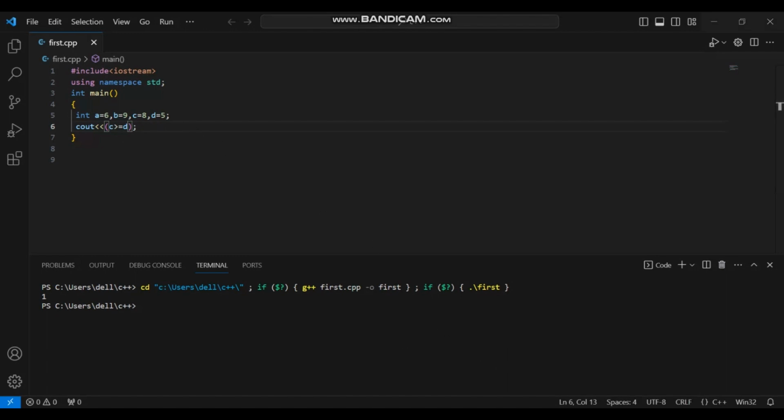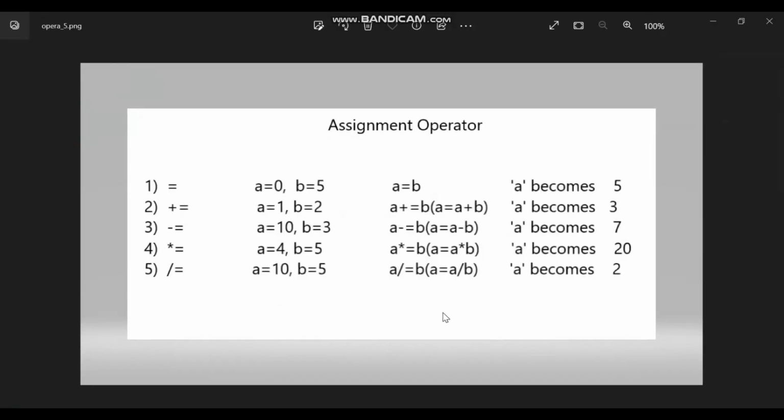And the third type of operators are assignment operators. The first one is the equals to operator. A equals to B means whatever the value in B will be shifted to A. For example, if A value is 0 and B value is 5, and you write A equals to B, the value in B is 5, so 5 will be shifted to A. A now becomes 5.